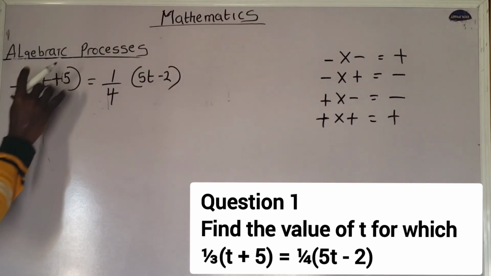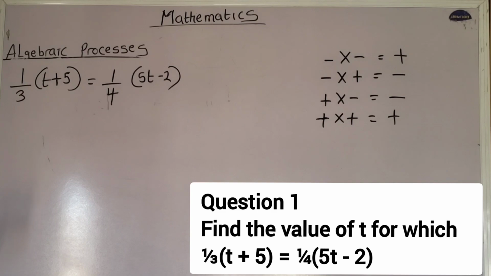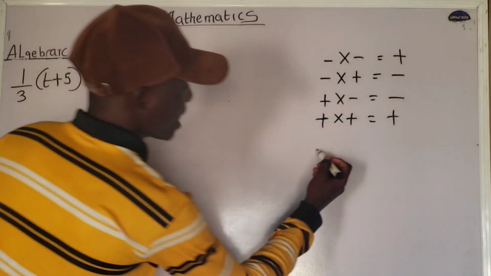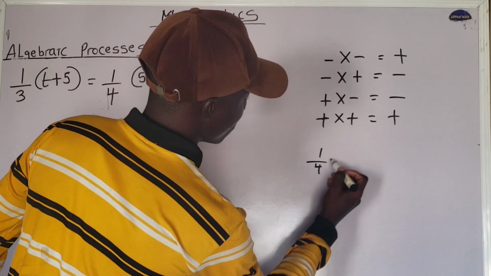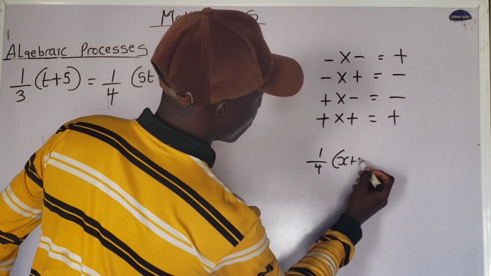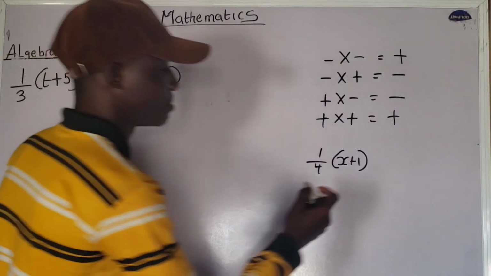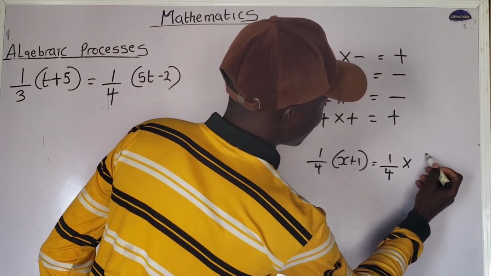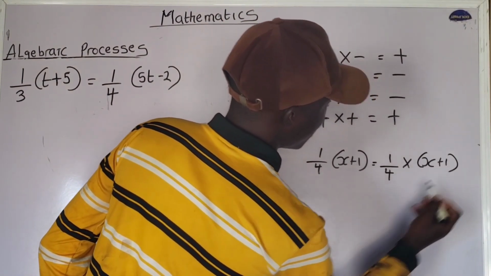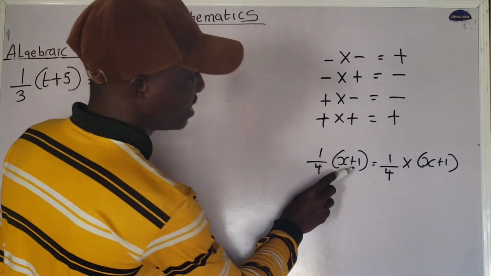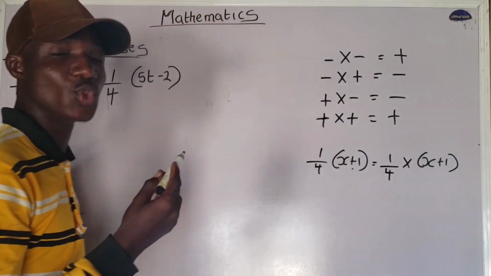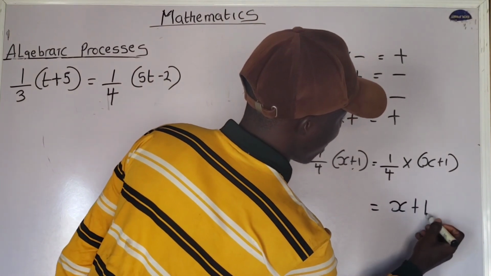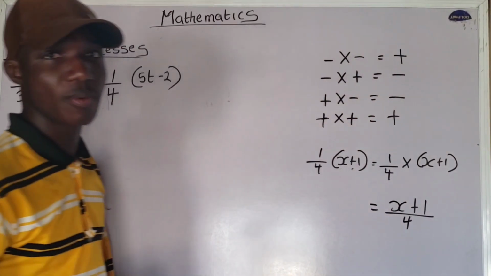is equals to 1 over 4 into bracket 5t minus 2. Okay, now please, I want you to pay attention. If you have something like 1 over 4 into bracket x plus 1, this is the same thing as 1 over 4 multiplied by x plus 1. This x plus 1 will be multiplying the numerator. Do you understand? So for this, I'm going to have x plus 1 all over 4. Do you understand what I'm saying?